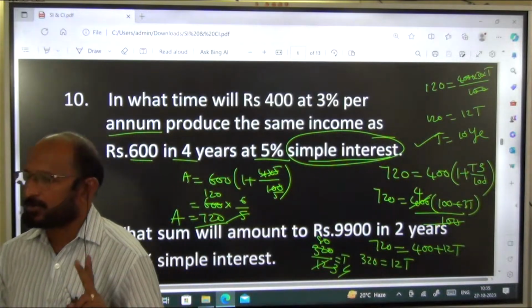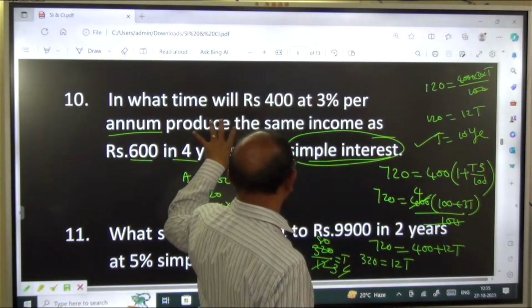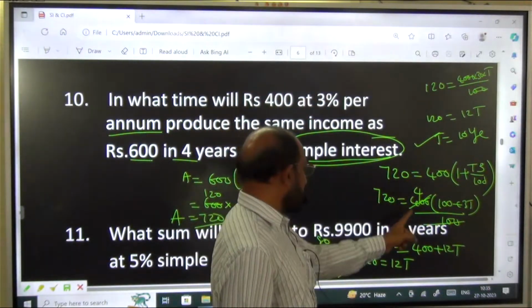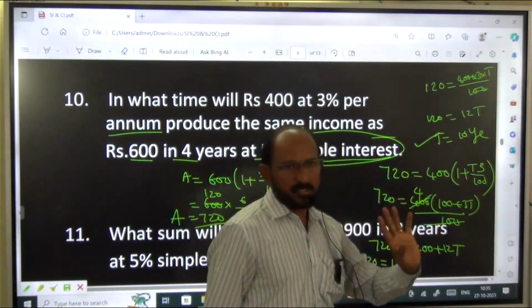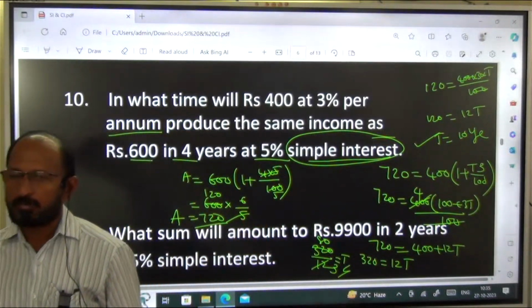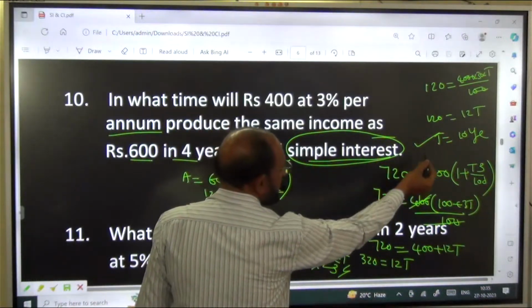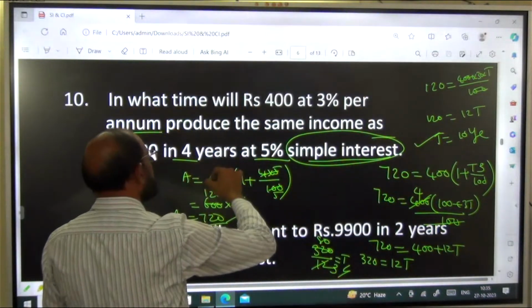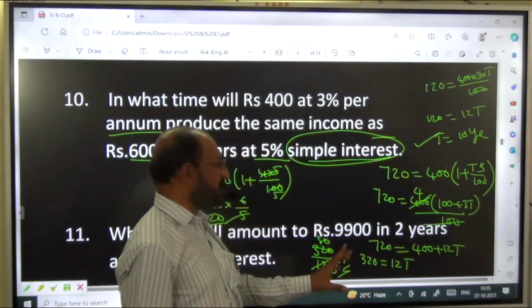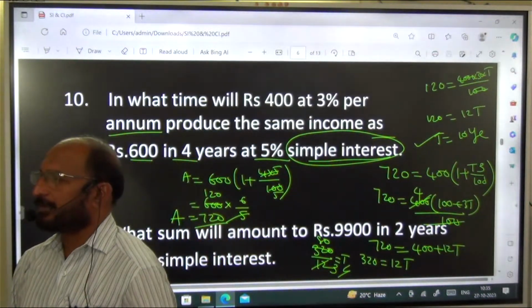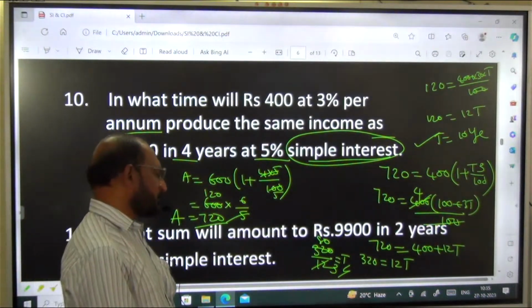Remember that two cases are there here. If you take the amount produced, the same amount will be taken like this. If you only calculate the simple interest, that becomes 10 years. So depending on the problem, you have to see both cases. Here only simple interest is given, so take the simple interest. If the amount produced is calculated, the time is equal to 80 by 3 years. Be careful. Both cases we have to check.